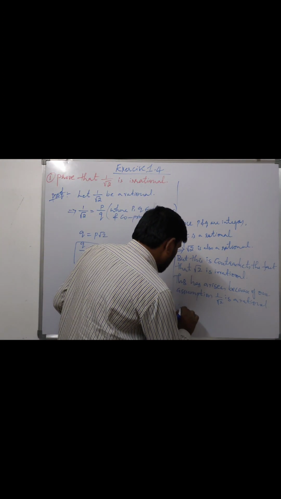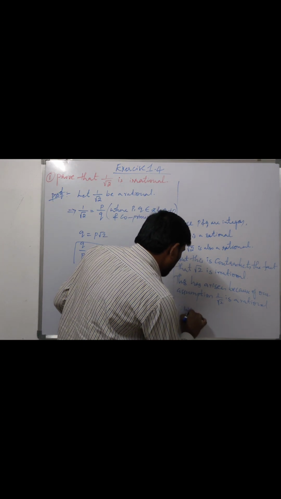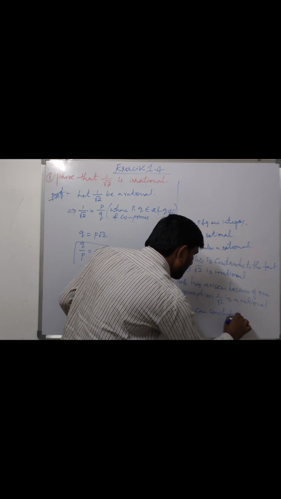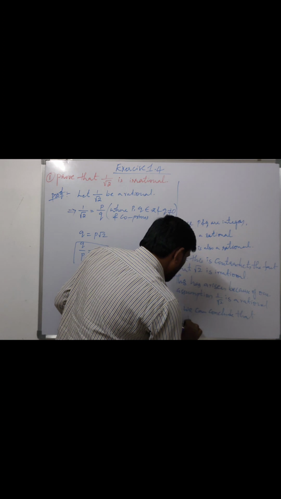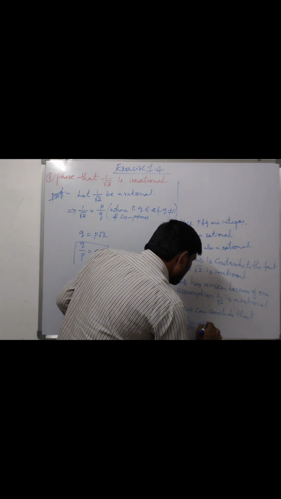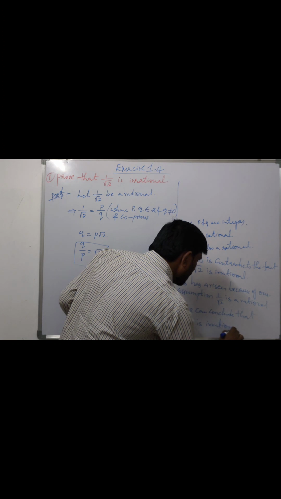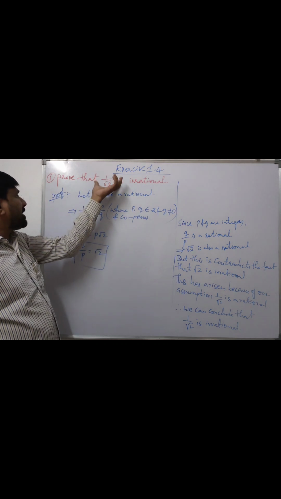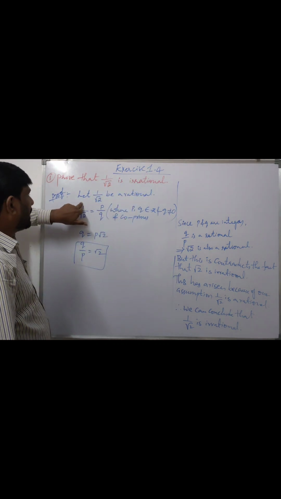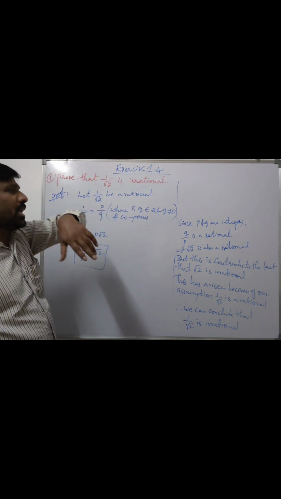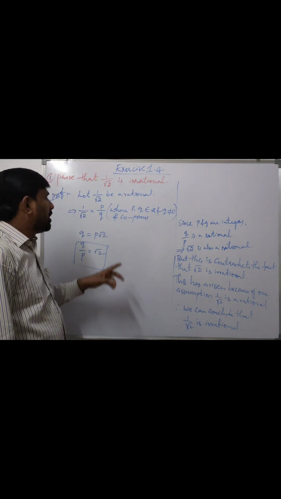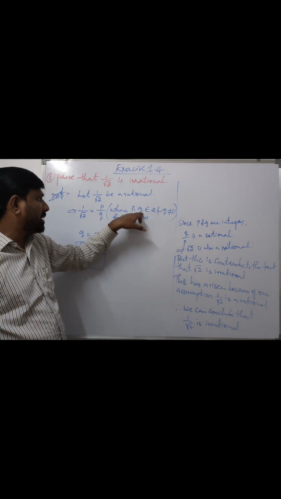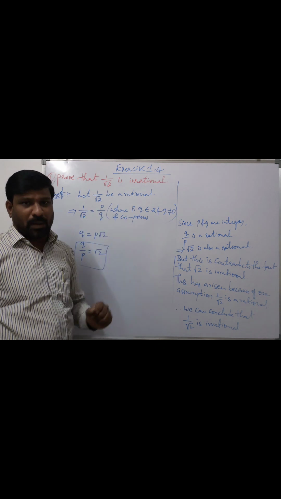Therefore we can conclude that 1 by root 2 is irrational. Clear? In this method of proof, we have taken the given statement as wrong, that it is not irrational. We have taken that it is a rational number. Once any number is rational, it should be in the form of p by q, where p, q are integers and q must be non-zero. This is the rational number condition, and we are taking that they should be co-primes.